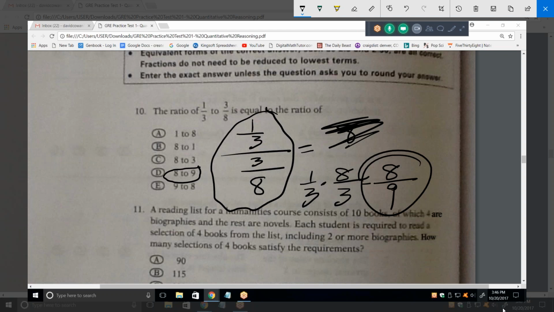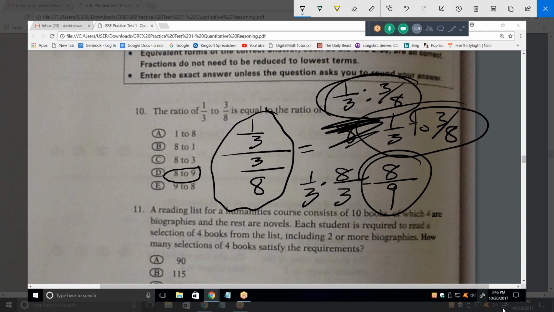So again, there's kind of 3 different ways to talk about ratios. You can talk about them as fractions. You can talk about them as 1/3 is to 3/8. Or you can talk about it as 1/3 to 3/8. So there's 3 different ways to talk about it, and they kind of mix all 3 of them up here, which looks like something they're fairly common or good at doing.